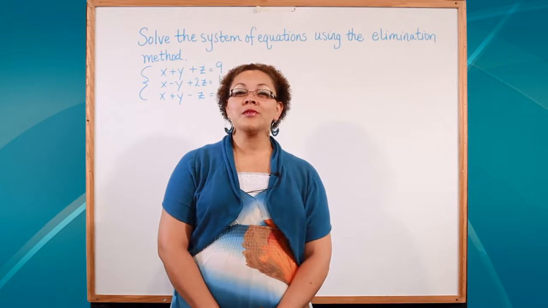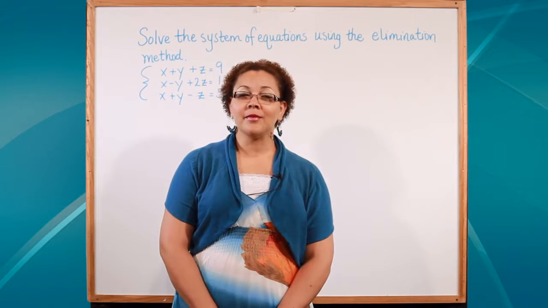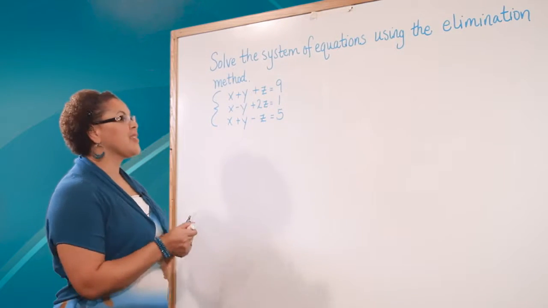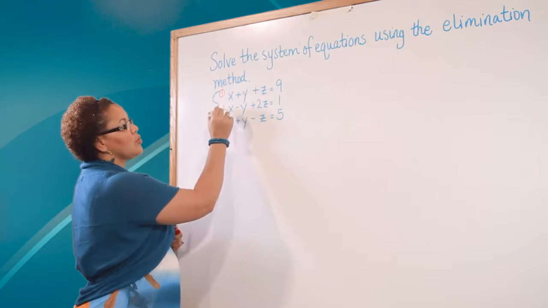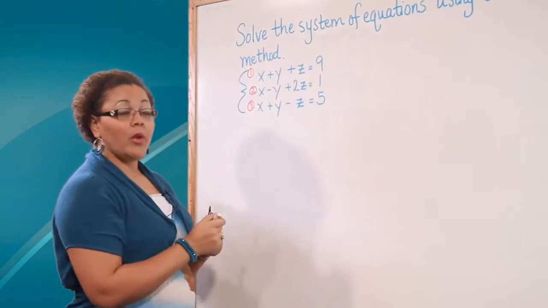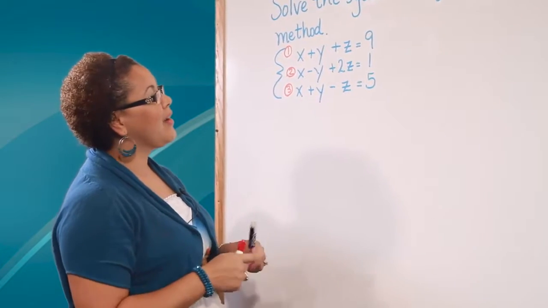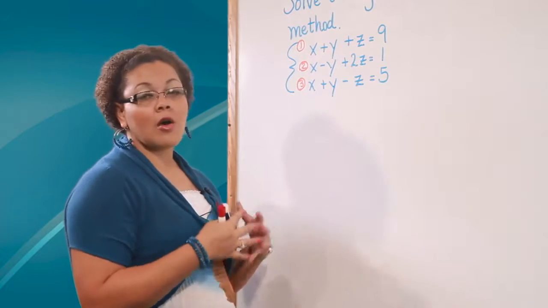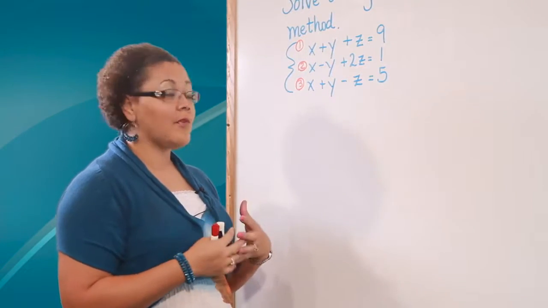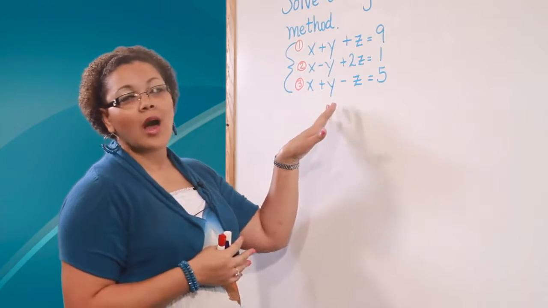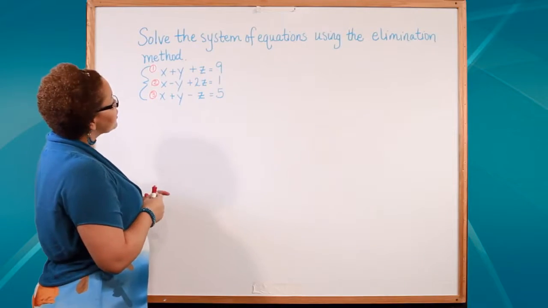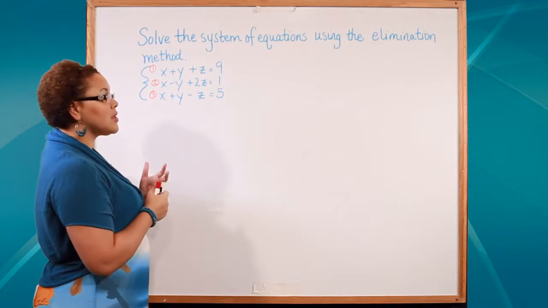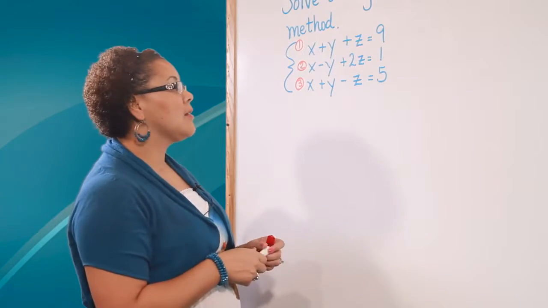In this example, we will solve a system of equations using the elimination method. In the given system, I have three equations, and I'm going to label them equation 1, 2, and 3. We are going to go through a series of combining two equations at a time to create a new equation, so that we can then solve a system of two equations and eventually find the values for x, y, and z. So the first thing I'm going to do is take equation 1 and 2 and combine them together using addition, which is also what we call the elimination method.